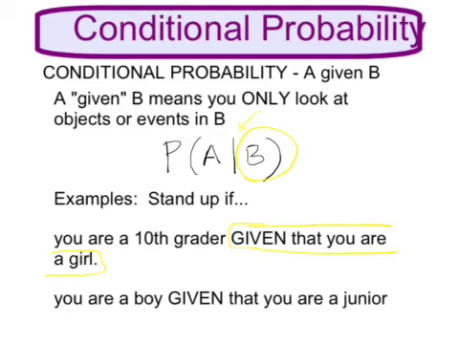In the second example, stand up if you are a boy, given that you are a junior. I am only concerned with juniors in class. So I'll count up all the juniors, and out of those juniors, I want to know who is a boy. Conditional probability gives the condition that B is definitely going to happen. I'm only concerned with events in B.